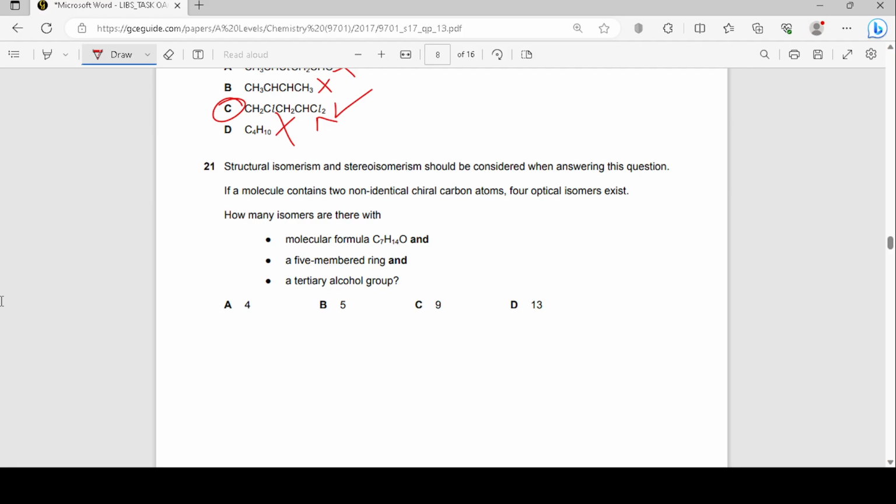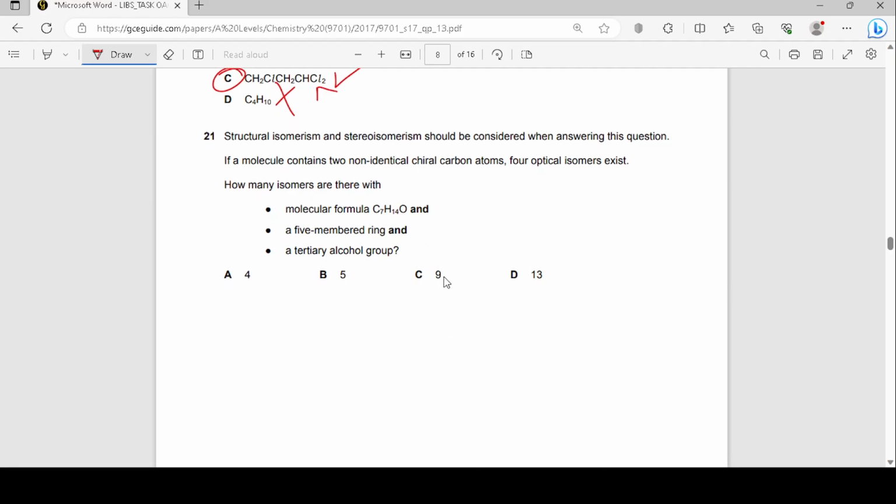right? So we have all these conditions, and firstly, we know that there is a 5-membered ring. So let me draw a pentagon-type shape, and we know that there is a 5-membered ring, and that it has 7 carbon atoms in total, and there's a tertiary alcohol group. So perhaps one of the compounds could be this one.